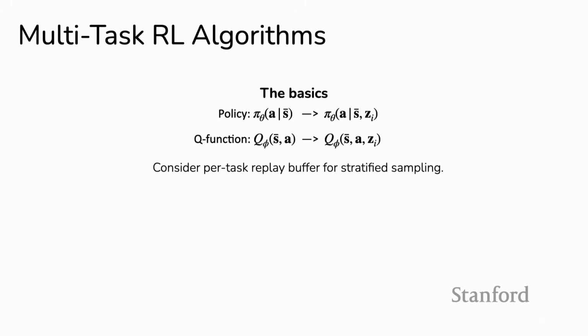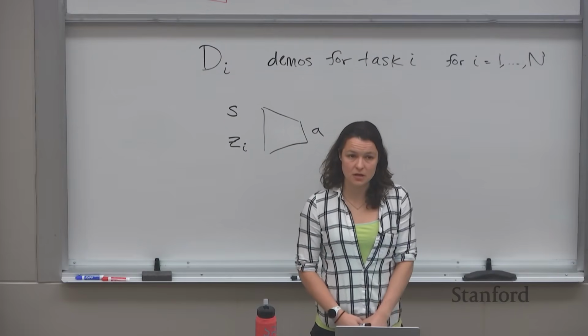If you have a discrete number of tasks, then it can be useful to have a different replay buffer for each task, especially if you want to try to balance the sampling of each batch. And now there's this question of sharing data. This comes up specifically in reinforcement learning, not in imitation learning.